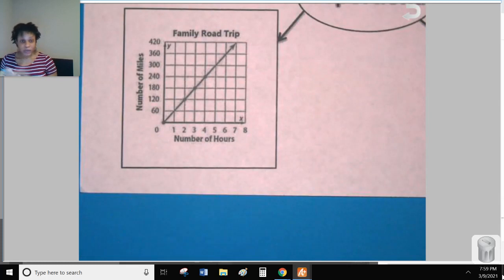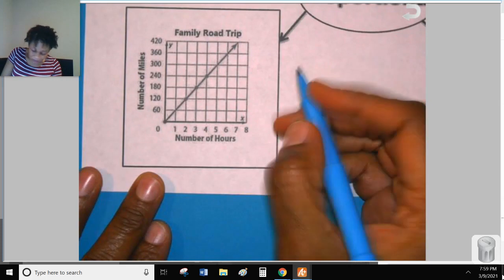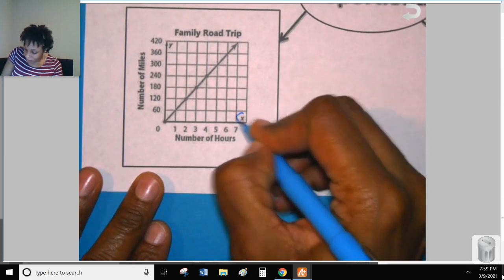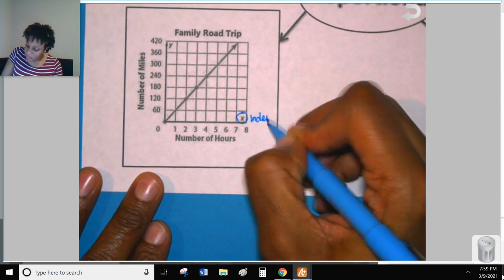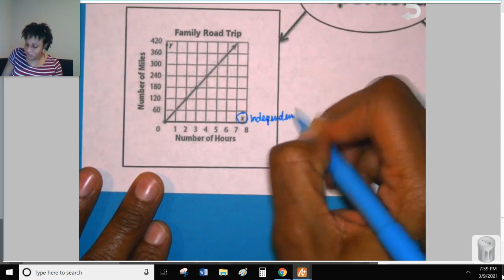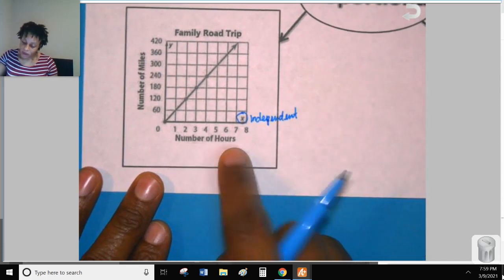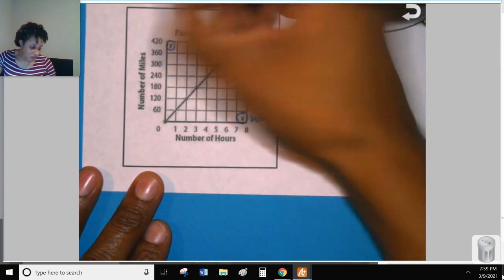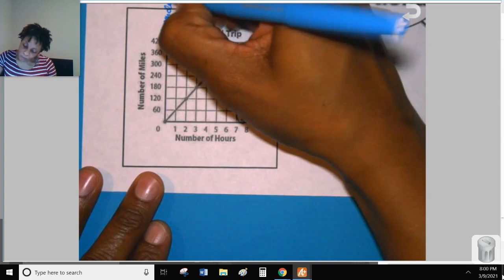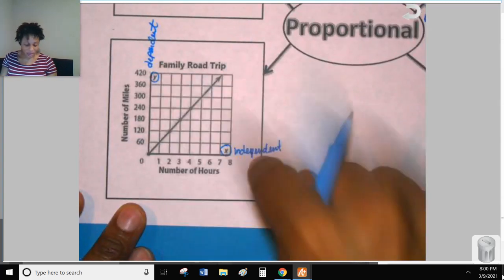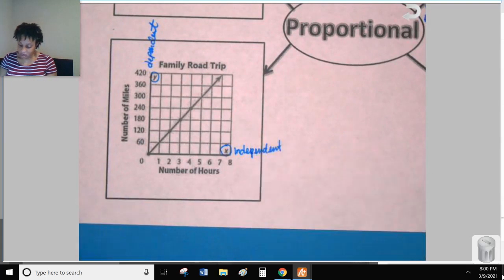So here we're looking at a graph. It says the family road trip. On our x-axis, which is also independent, remember, your x is the independent, it tells us the number of hours. On our y-axis, which is dependent, remember you depend on your parents, so the y depends on the x, we see the number of miles.